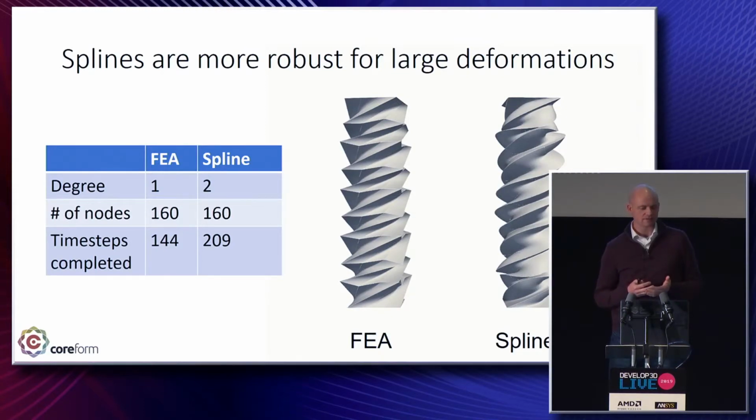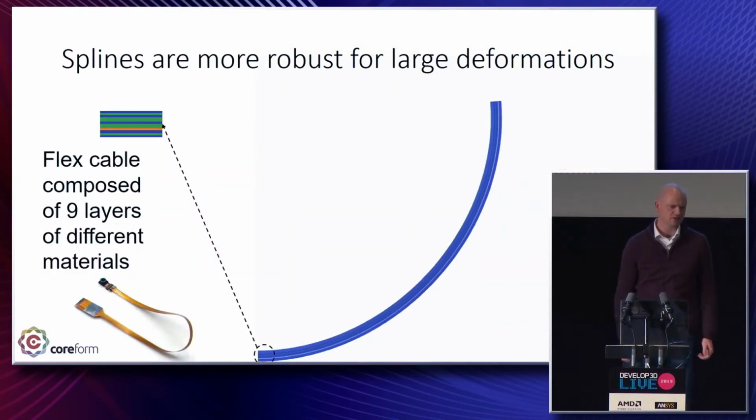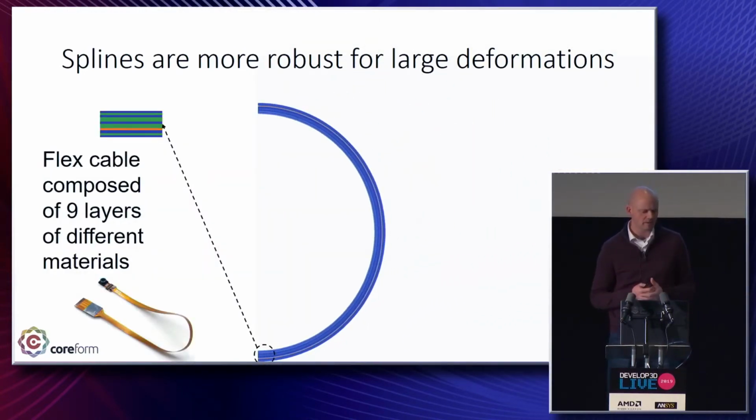This robustness of splines still means that to solve hard problems, you'll still need good analyst expertise, but that expertise will be able to be employed actually solving the hard problems, instead of dealing with the frailness and brittleness of FEA elements. Another example of splines used in large deformations is just a flex cable being bent.